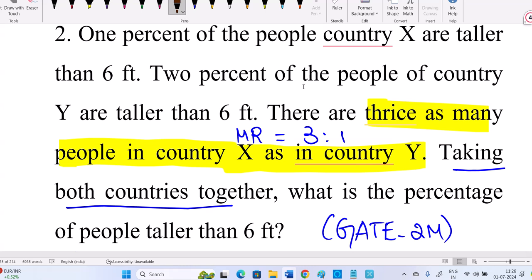Because they said combine both countries together. They combine. So when you combine, you can think about it, right? So that's the important thing.